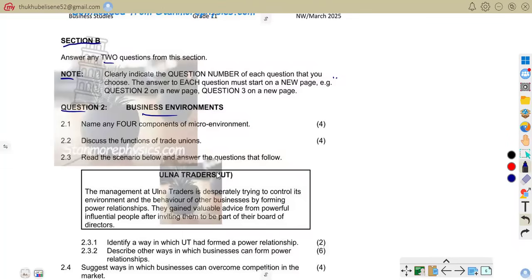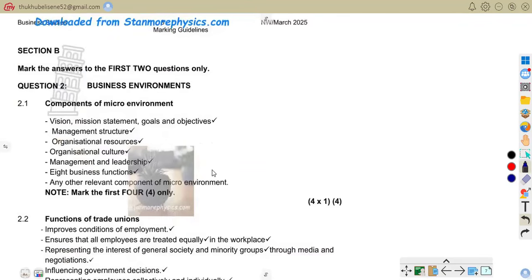Question 2.1 reads as follows: name any 4 components of the microenvironment. Remember, we have said a microenvironment is found within the organization, where the organization has full control, unlike the macro environment. So now we have to mention any 4 components of the microenvironment.